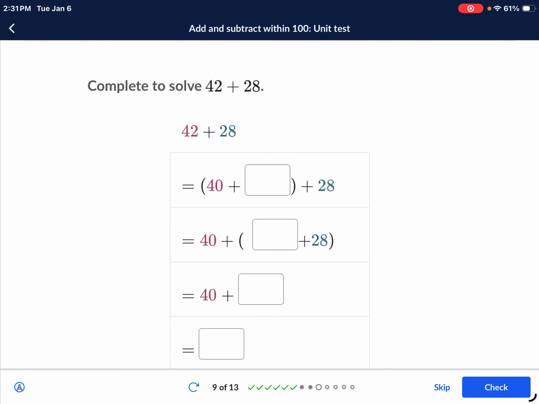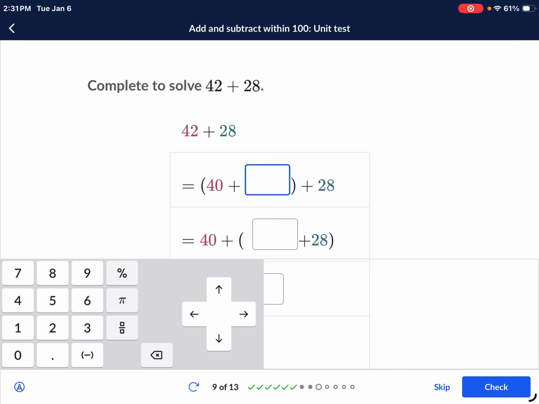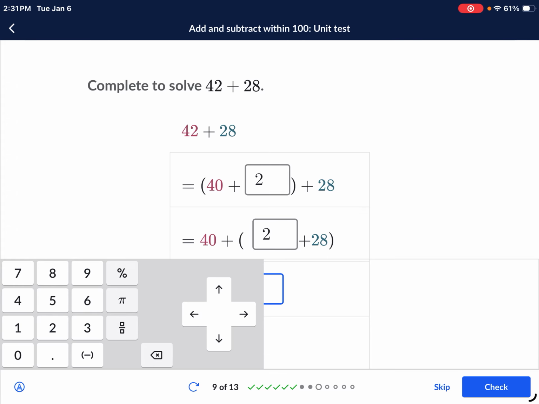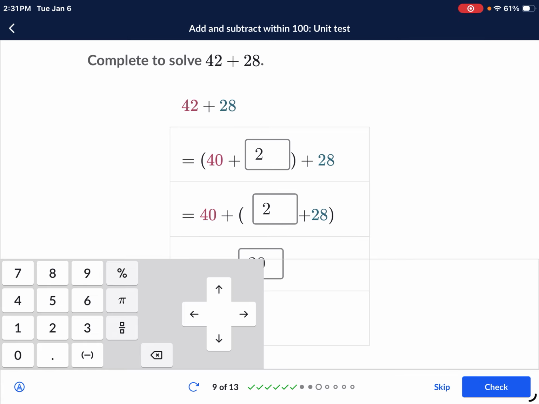So, complete to solve 42 plus 28. So here you go. It's actually 2, because look, there's 42 here, but 40 here, so it's 2, and the same goes in here, so it's 2 again. And then 40 plus these 2 equals 30. So 40 plus 30 equals 70. So at the end, you guys can find the answer as 70.